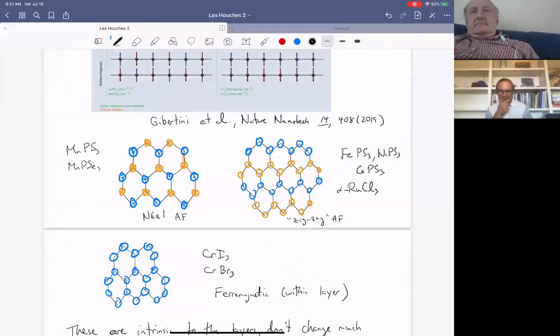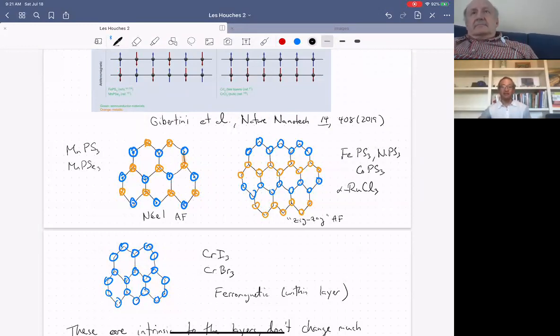The point I wanted to make is that generally in these van der Waals heterostructures, the interactions between layers are much weaker than those within the layers. Within the layers, they may be complicated, as you say. There's no reason these things need to be nearest neighbor systems. They could be further neighbor, et cetera.